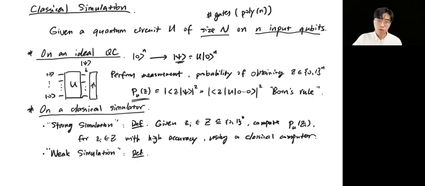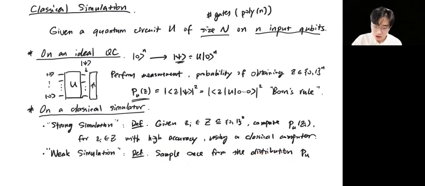Now the second definition is what we call the weak simulation. The goal of weak simulation is that we want to sample once from the distribution P sub U using a classical computer. This time, instead of calculating all the amplitudes or the probability values associated with each measurement output string, we just want one sample at a time according to the distribution P sub U. Now remember, what a quantum computer does is closer to the definition of weak simulation. Every time we perform a measurement, it gives us one sample, one binary string of length n, according to a probability distribution described by Born's rule. And here in weak simulation, a classical computer will mimic exactly this behavior, giving you one sample at a time.